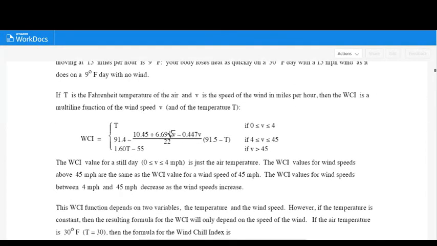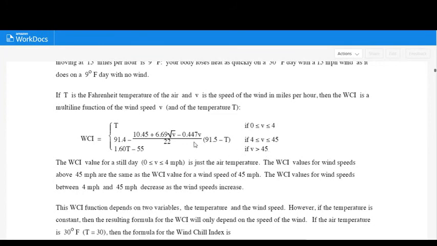So upon their experimentation, nagkabuo sila ng ganitong rules. So WCI is equal to T, or just the temperature, if the velocity, the speed of the wind, is greater than or equal to 0 but less than or equal to 4. And then ito naman yung formula sa pagkuha ng WCI if ever the speed of the wind is greater than or equal to 4 but less than or equal to 45. And then ito naman yung formula sa pagkuha ng WCI if ever the speed of the wind is greater than 45.